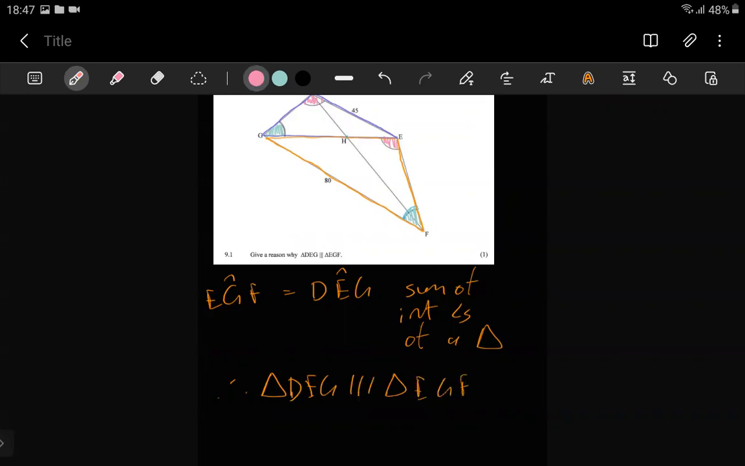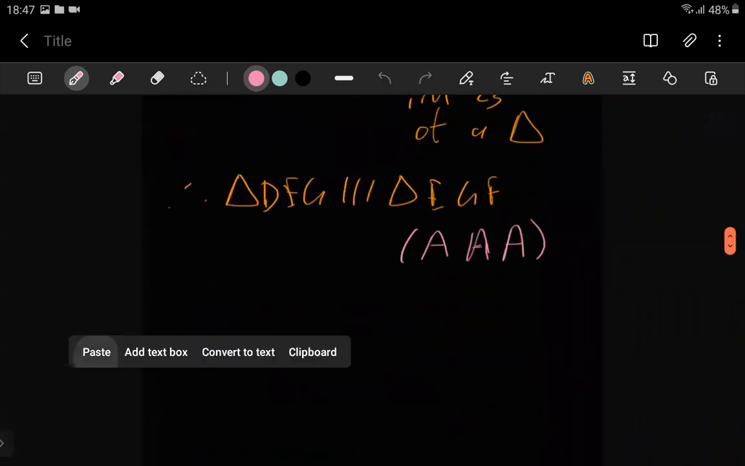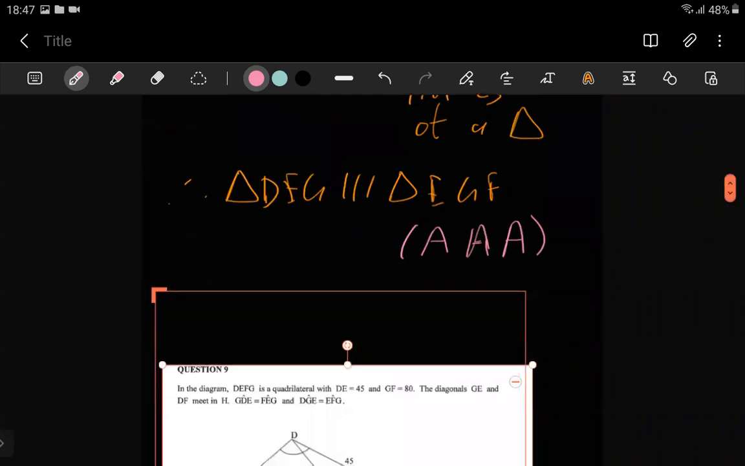The reason is just angle. All three angles are equal to each other. That's going to be enough for that 1 mark that they're offering there. Does that make sense? Perfect.